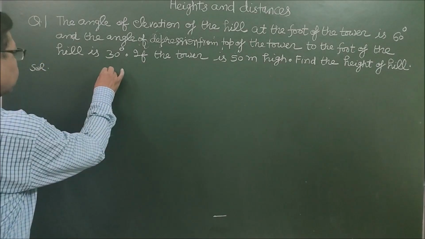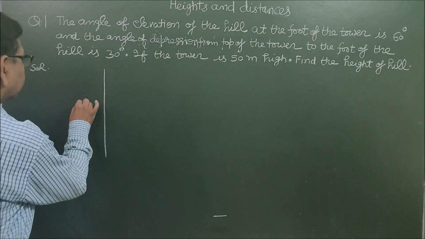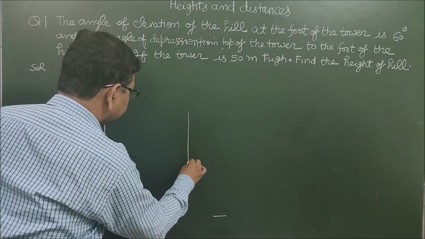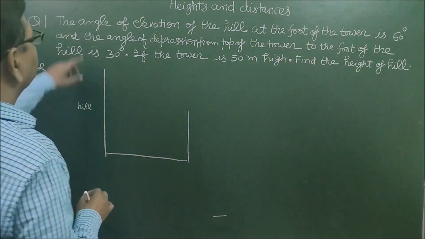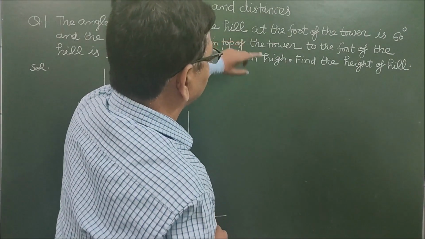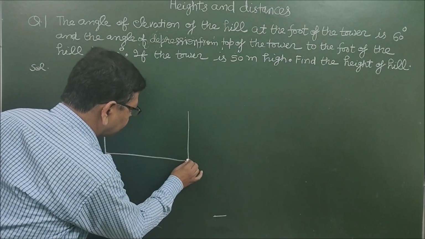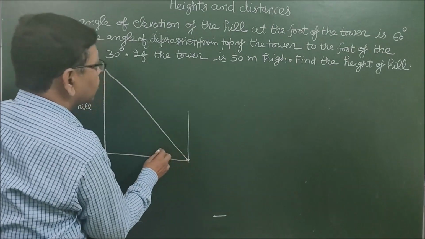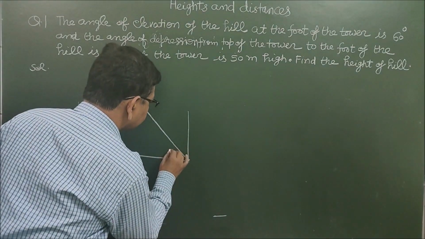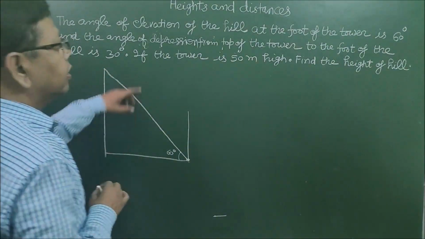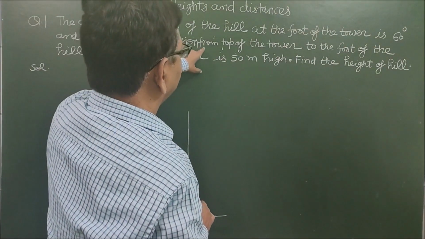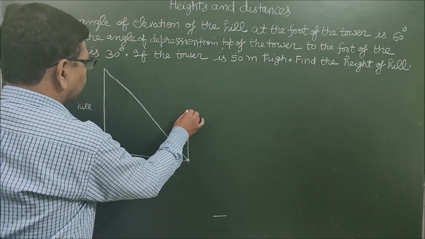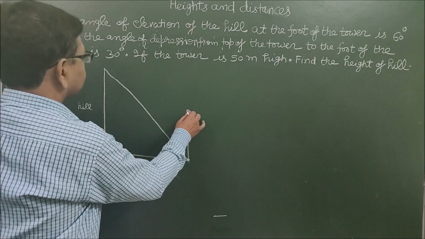Hill, the hill, and there is a tower, and the angle of elevation of the hill at the foot of the tower. This is the foot of the tower. Angle of elevation of the top of the hill is 60 degree, and the angle of depression from top of the tower to the foot of the hill is 30 degree.